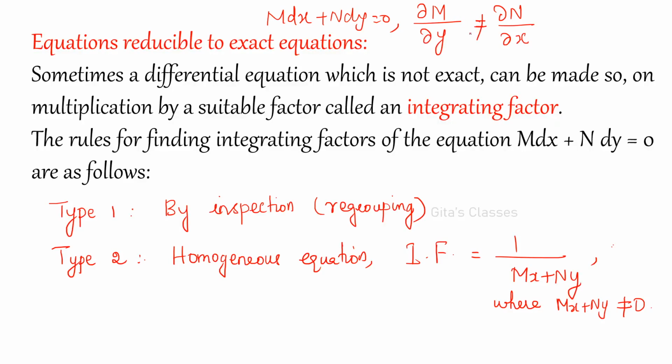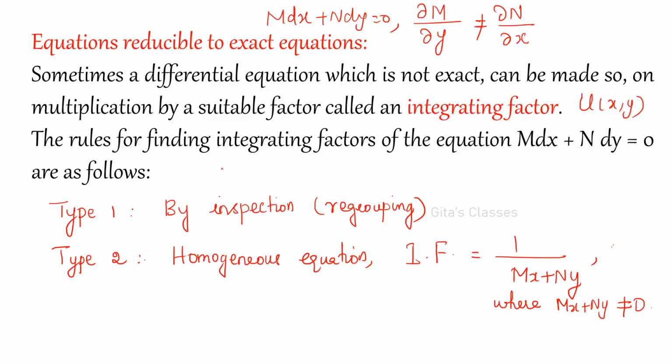There are some equations which can be reduced to exact equations. How will you reduce that? You have to find the integrating factor. What do you mean by integrating factor? It is a function of x comma y. If you multiply this integrating factor with the given differential equation, that equation will become exact.